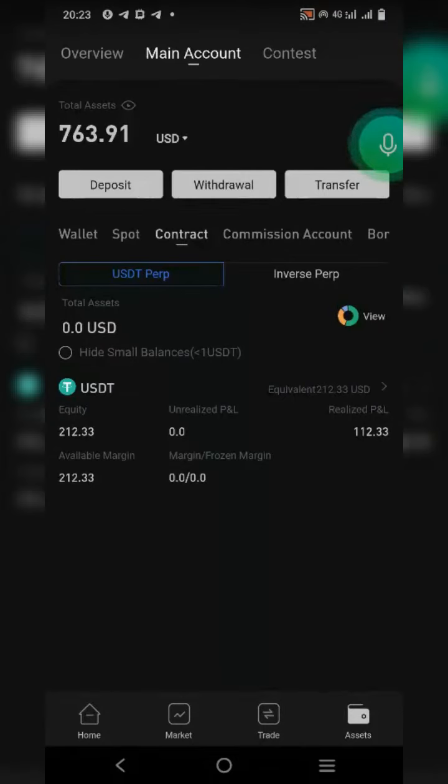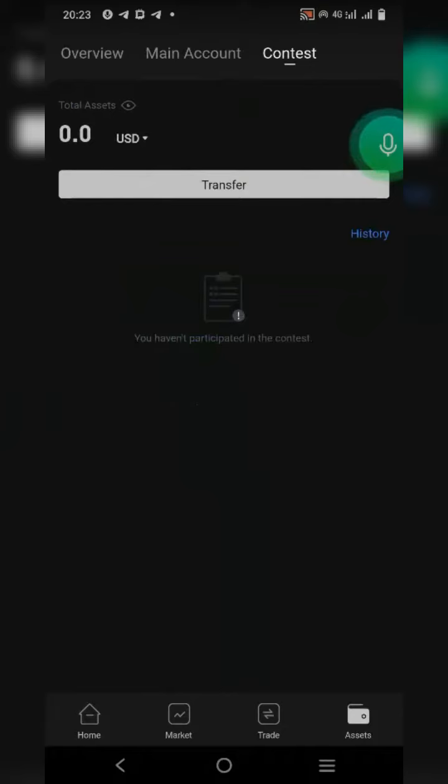If I'm withdrawing this 112 now, they will take like $1 as a withdrawal fee. So imagine I deposited $100 and withdrew $100 again, I'd be going back with 99. But because I've traded and made profit, if they take the $1, it's really none of my business because I'm still on profit. Okay, so you understand this asset side.